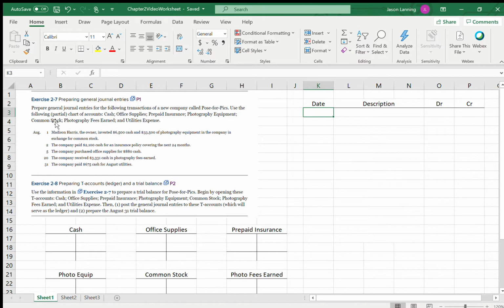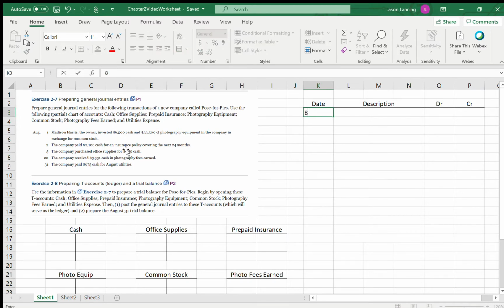So 2.7, the first thing it says is prepare general journal entries for the following transactions of a new company called Pose for Pics. Use the following partial chart of accounts: cash, office supplies, prepaid insurance, photography equipment, common stock, photography fees earned, and utilities expense. And then below here we have dates and the transactions in question. So we'll start here.